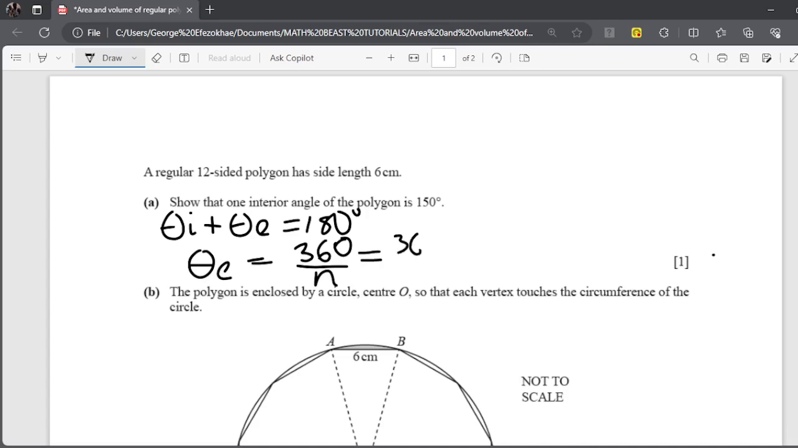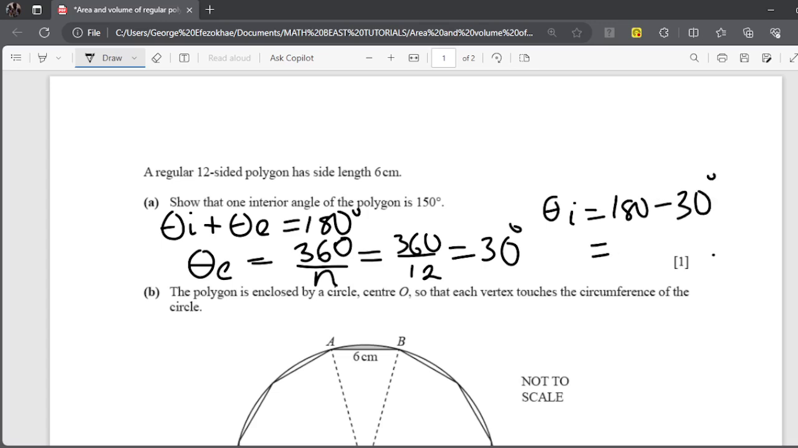That will give us 360 divided by 12, which will be 30 degrees. So from there, we can find the interior angle. The interior angle theta I will be 180 minus 30, and that will give us 150 degrees as required. So that is the solution for the first question.